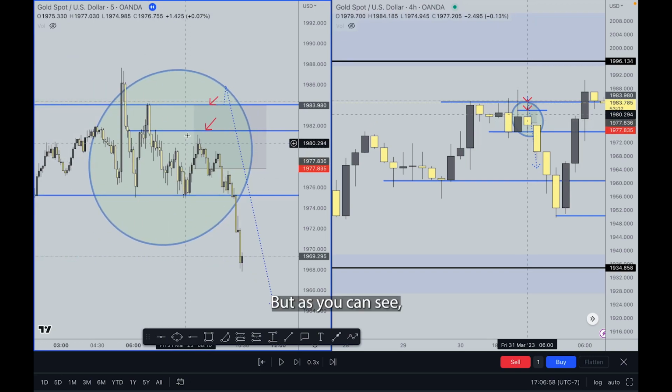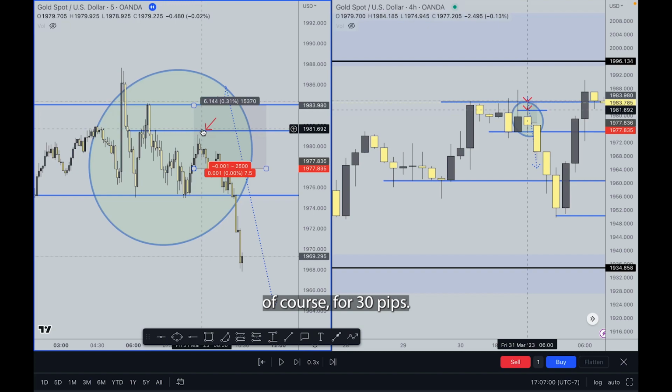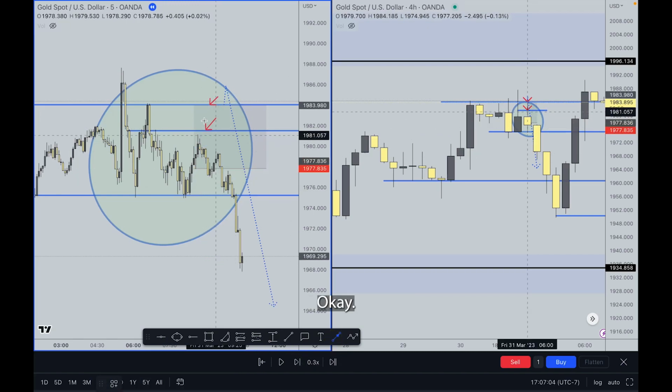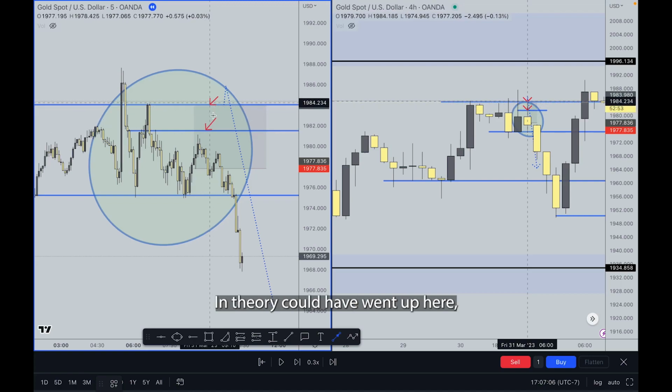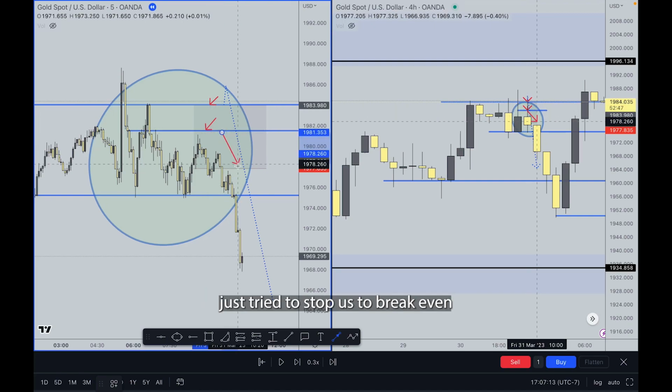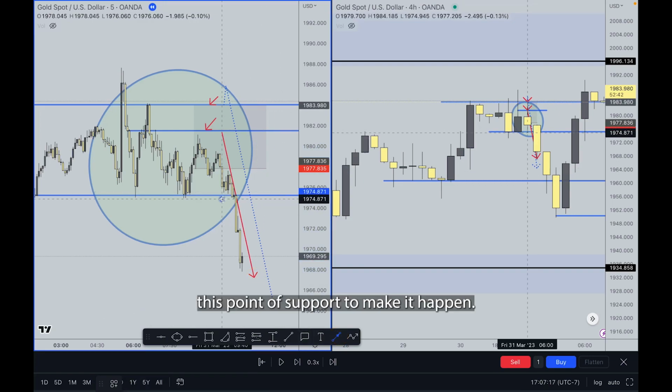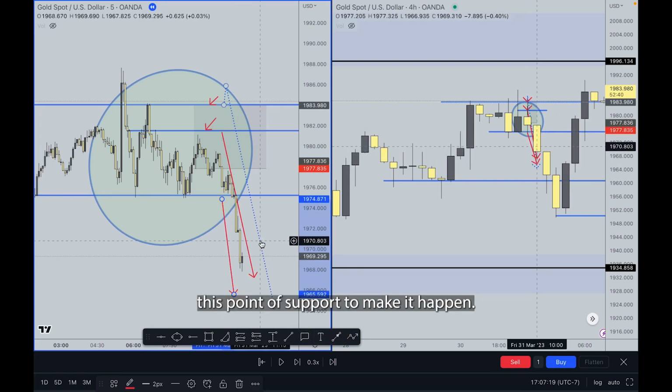But as you can see, we had a point in time to close for 30 pips. And this is what makes counter trend trading so risky. Price in theory could have gone up here, but ultimately didn't, and you had to adapt and manage your trade. You could either take profits or just trail the stop loss to break even. But ultimately, it broke lower and broke below this point of support to make it happen.